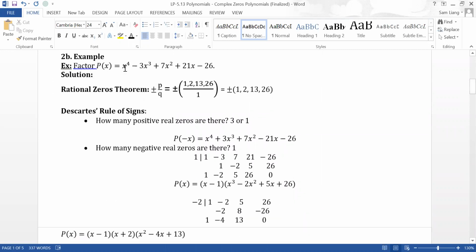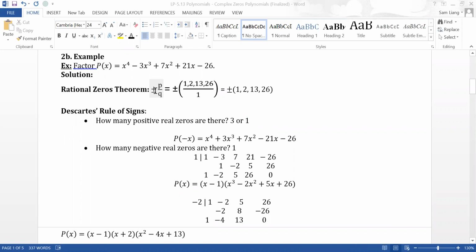This polynomial is x to the fourth minus 3x cubed plus 7x squared plus 21x minus 26. And this is actually a good example of how I want you to do your homework. So first use the rational zeros theorem and also Descartes' rule of signs. I'll start off with that.